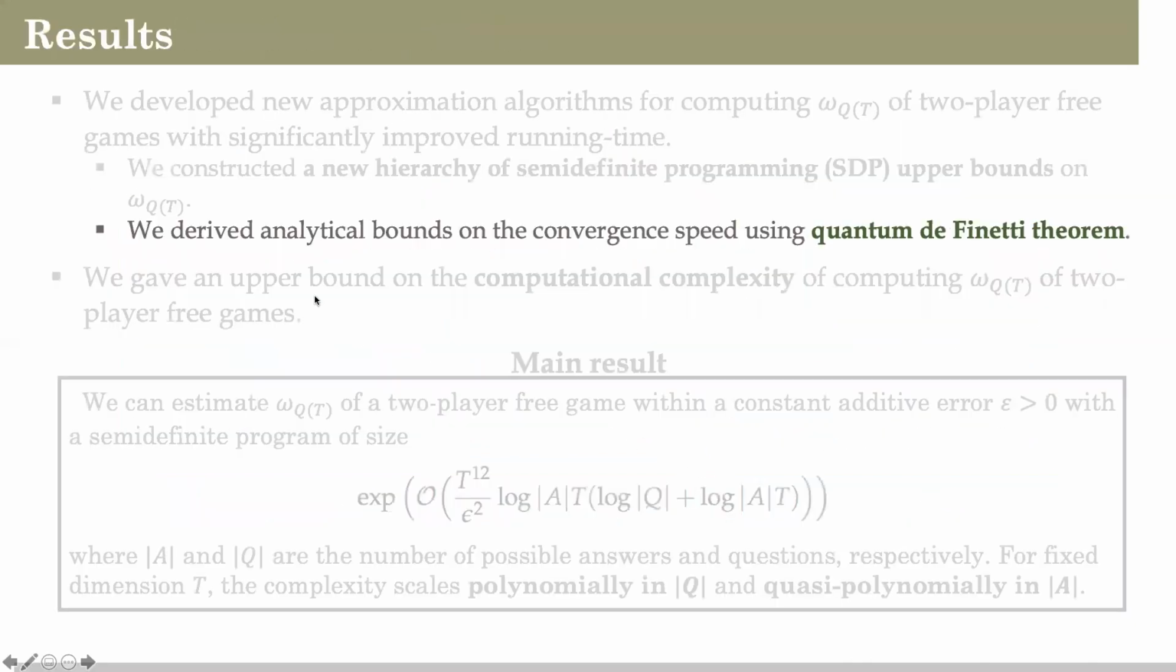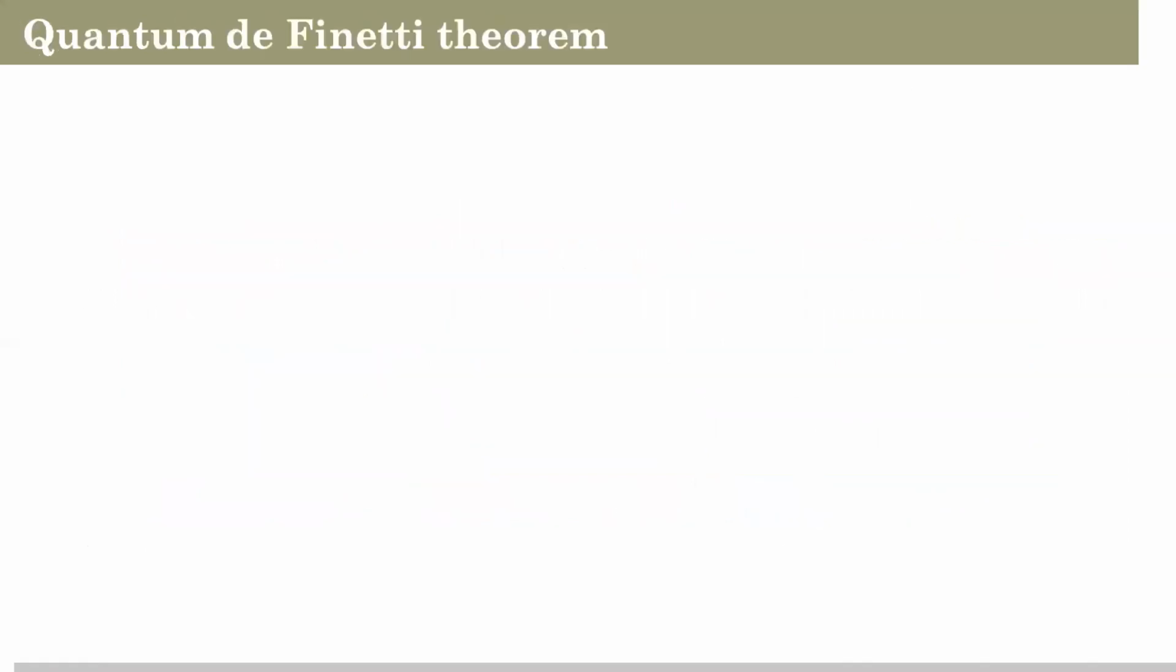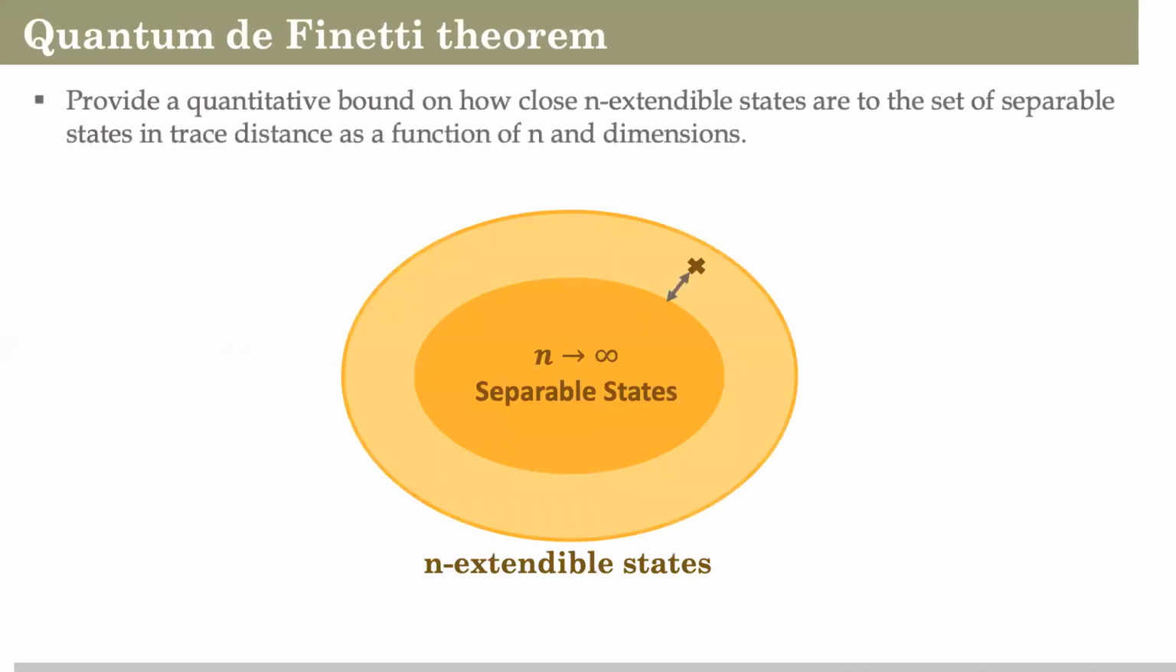And the next step is to see how we derived analytical bounds on the convergence speed of this algorithm using a mathematical tool called the quantum de Finetti theorem. The quantum de Finetti theorem provides a quantitative bound on how close any extendable state is to the set of separable states in trace distance, as a function of the number n and the dimensions. So in a simple picture, it gives an upper bound on the distance between an n-extendable state and the set of separable states.